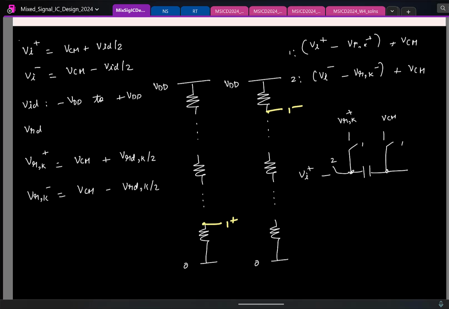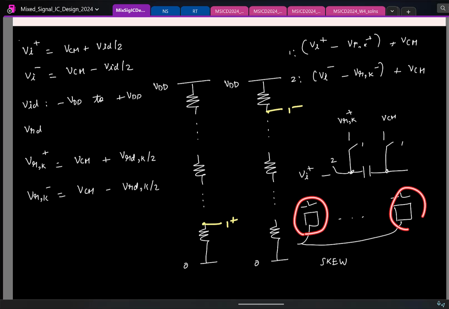And also recollect, when we had multiple comparators like this, the clocks reaching the first and the last comparator will definitely have a skew, which means if you locally sample the input in each comparator, since the clock has a skew, the input processed by these will be entirely different. And what was the solution for this? Yeah, you have a global sample and hold.